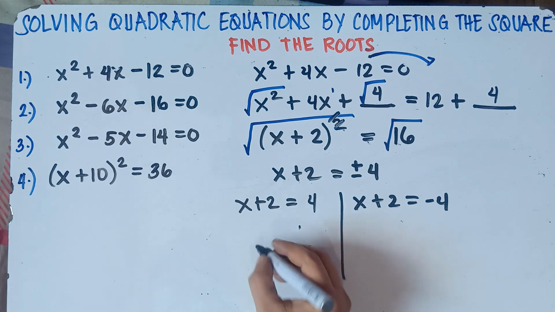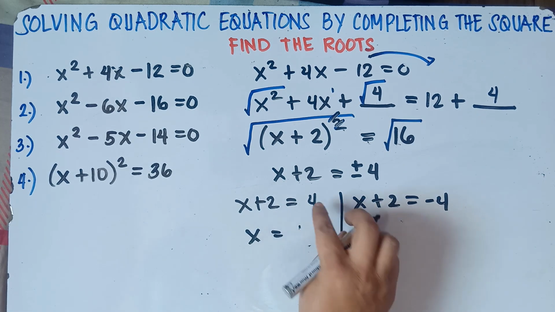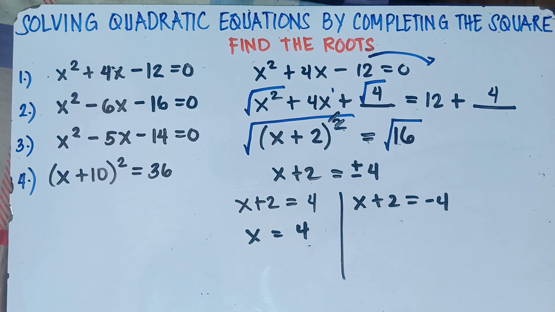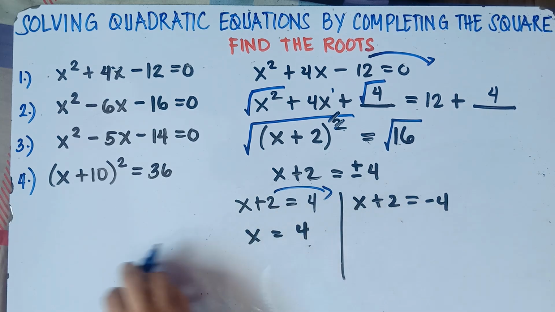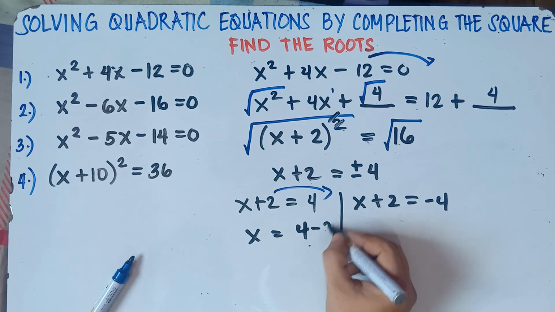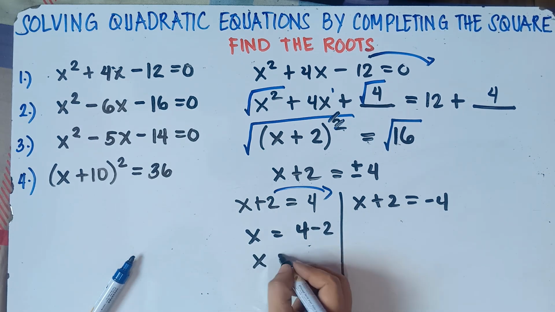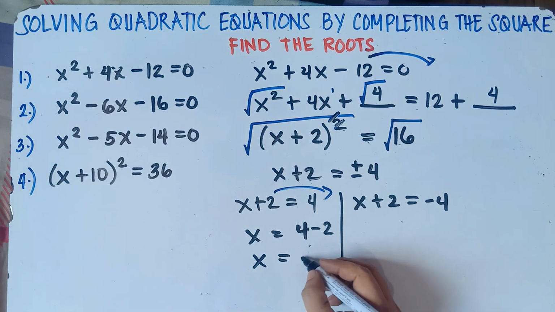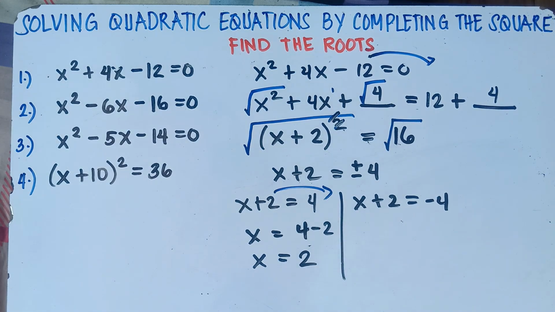And then to get the value of x, copy x equals, copy 4. We transpose 2 from left to right. This is positive, it will be negative 2. And then x equals 4 minus 2, that's 2. That's it, class. That's the answer for x sub 1.